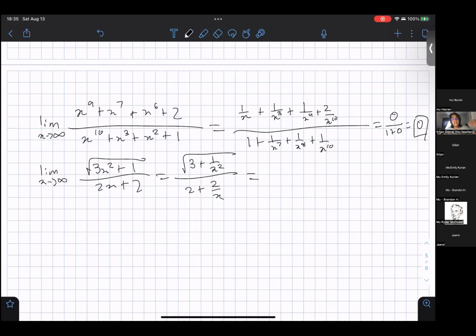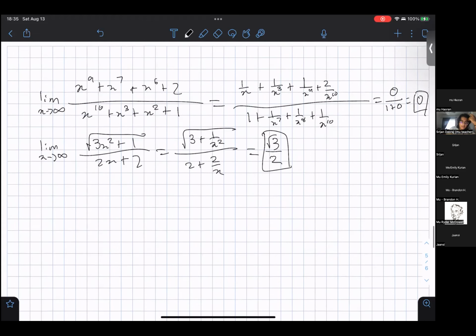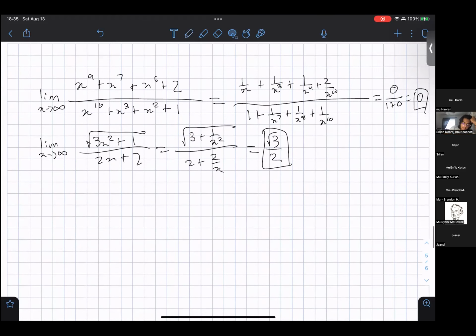And so now as you take the limit as x approaches infinity, you can plug in infinity into the top and bottom, and you'll just get rad 3 over 2, because the 1 over x squared approaches 0 as x goes to infinity, and the 2 over x approaches 0 as x goes to infinity. So that's just rad 3 over 2. One thing to watch out for, which is really annoying, but FAMAT writers always love to do this, is where they'll have something like this.